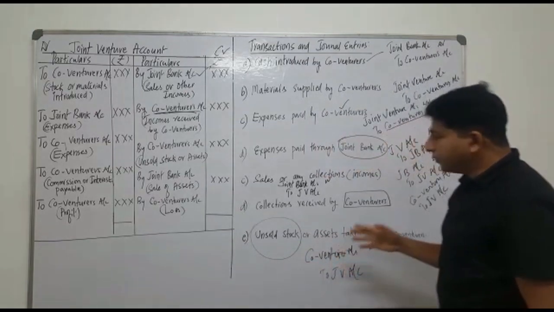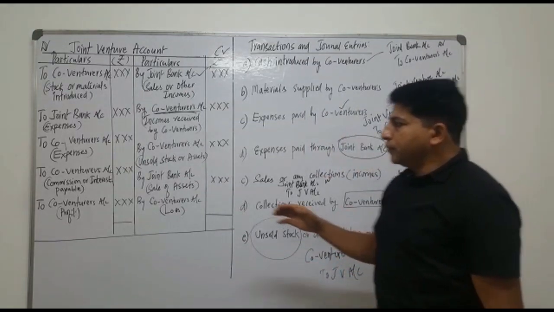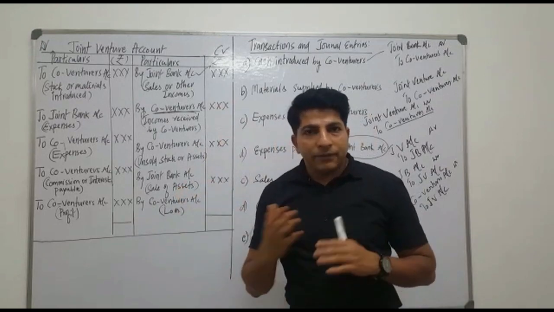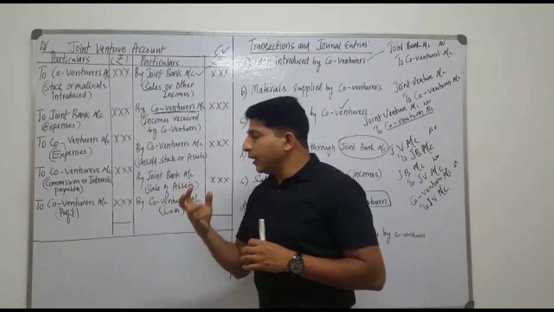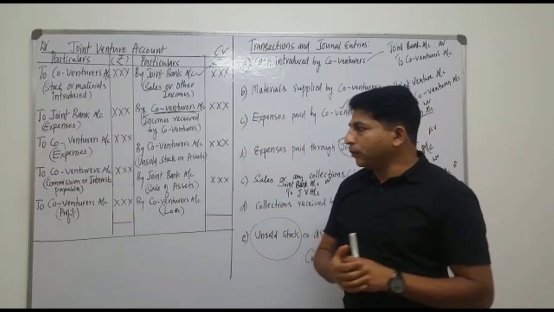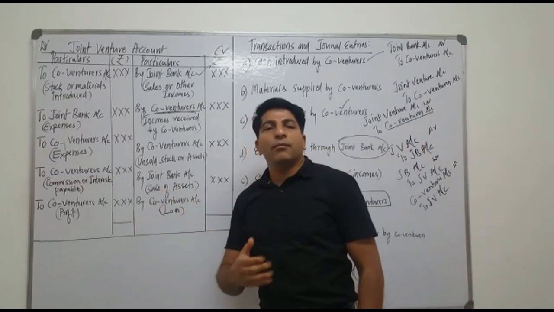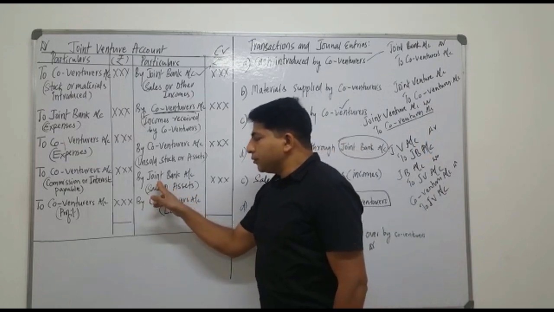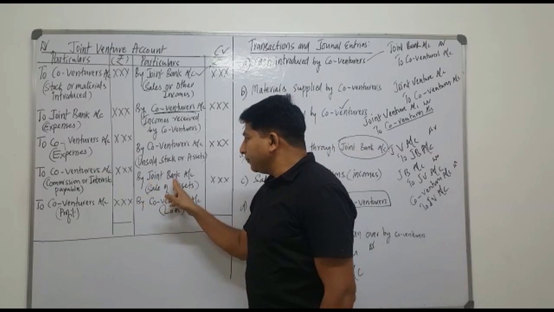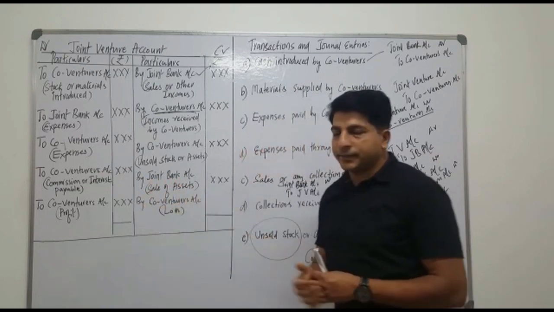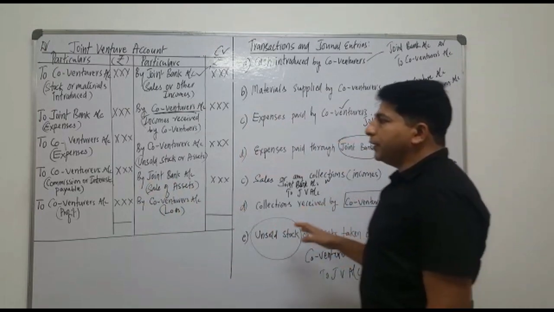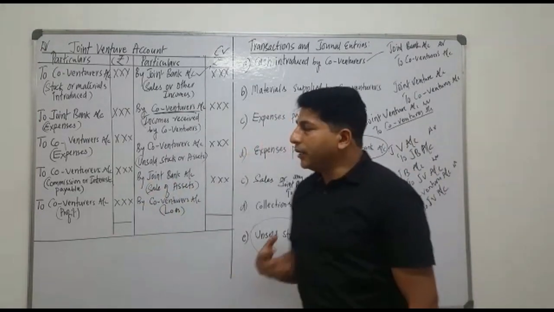Or if assets are sold by the venture, sale of assets, and the amount is debited to joint bank account. It is one form of income. See, joint bank account related to joint venture account. See here, joint bank account, sale of assets.